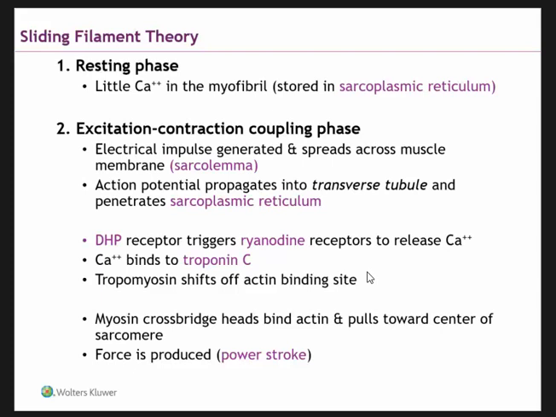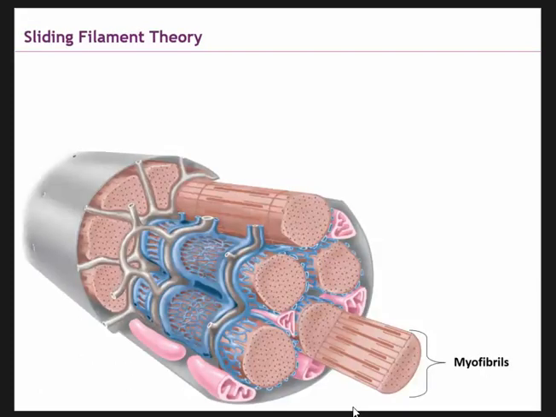This movement's described as a ratchet movement, where that myosin head will swivel at a hinge pivot and pull the actin filament over the myosin, and the sarcomere shortens. And we'll learn more about this step in just a second, but let's look at a picture of this.